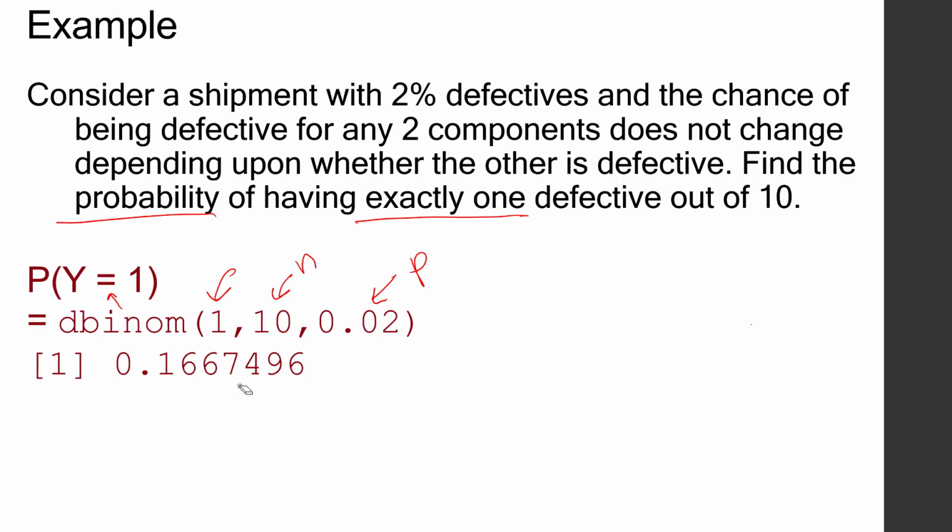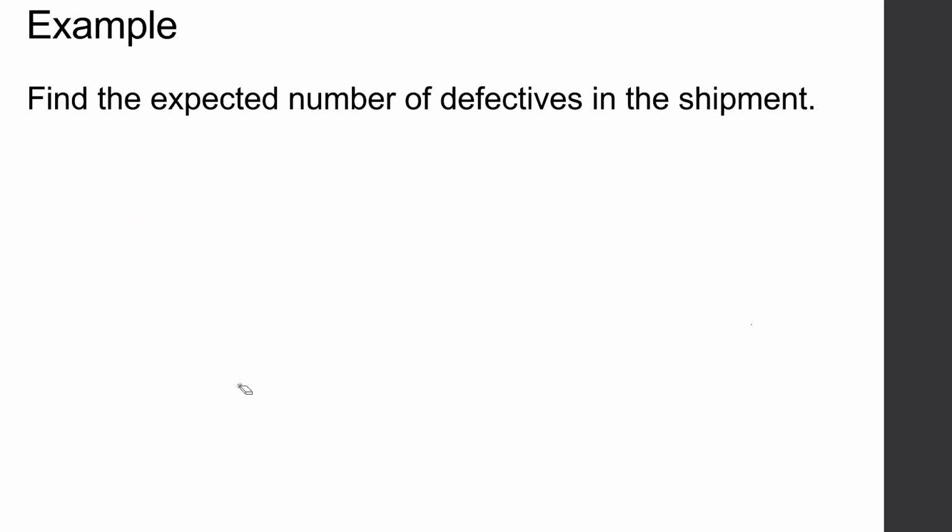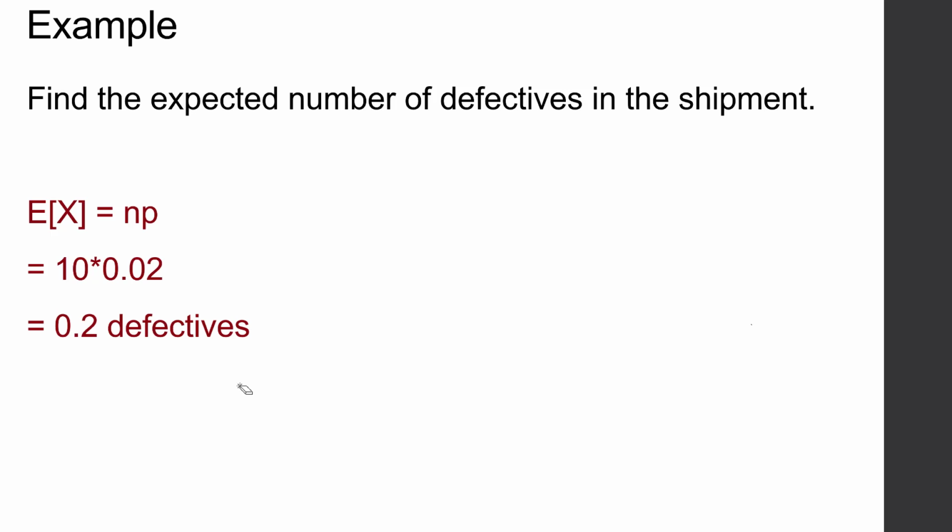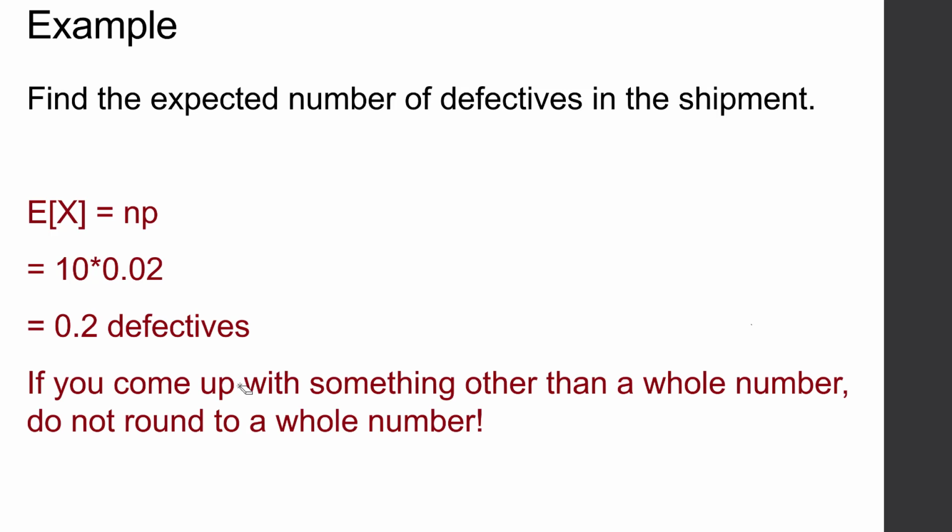Okay, so we've got 1 binomial probability under our belt. Now let's find the expected number of defectives in the shipment. Well, remember that shortcut formula when we have a binomial distribution for the expected value, that's just n times p. So what's n here? It was 10, and what's our p? 0.02, and that ends up being 0.2 defectives. Now, make sure that you do not round this. Remember, we don't round means and standard deviations just so that there'll be a number in the distribution. It's a theoretical balancing point in the distribution. So remember, if you come up with something other than a whole number, do not round it to be a whole number.